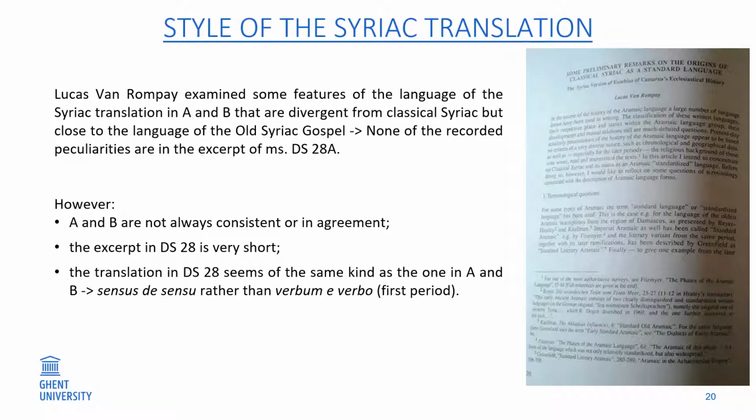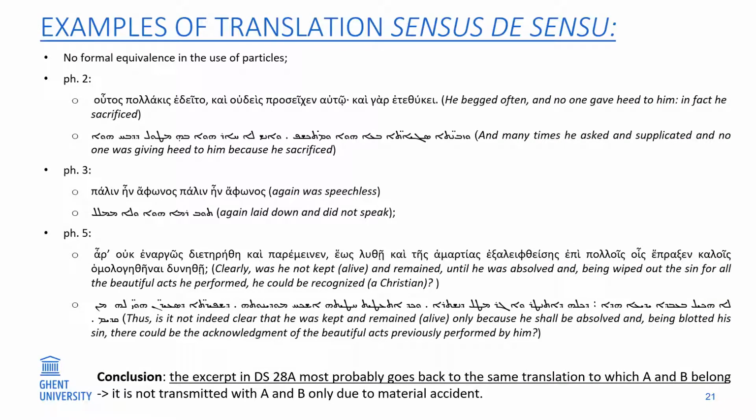However, A and B, so the two complete manuscripts, are not always consistent, and the excerpt in Deir al-Surian is very short. And more importantly, the translation seems to be of the same kind, a translation verbo e verbo. I've put here some examples, but it would probably be too long to discuss them all. I would just like to stress again that the kind of translation is the same, both in A and B and in Deir al-Surian, and the two cases of Armenian make me think that our excerpt in Deir al-Surian goes back to the complete translation into Syriac that is now not extant in A and B only due to material accident. That's enough for it.